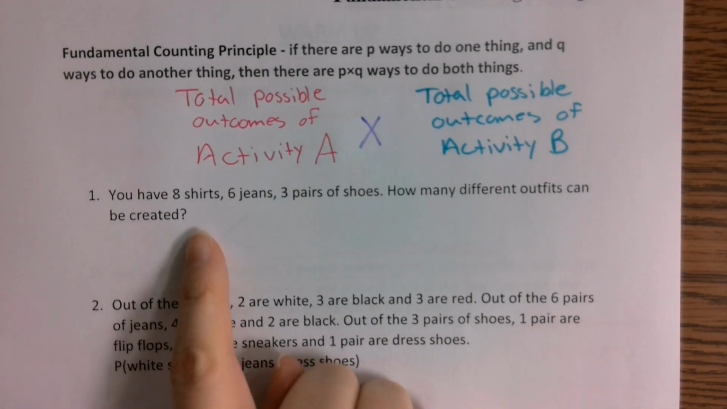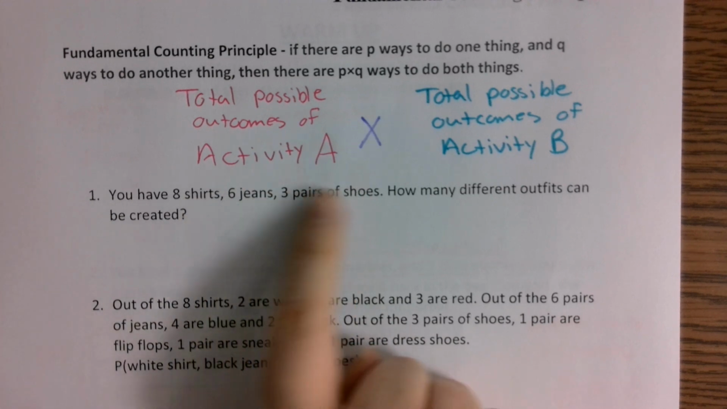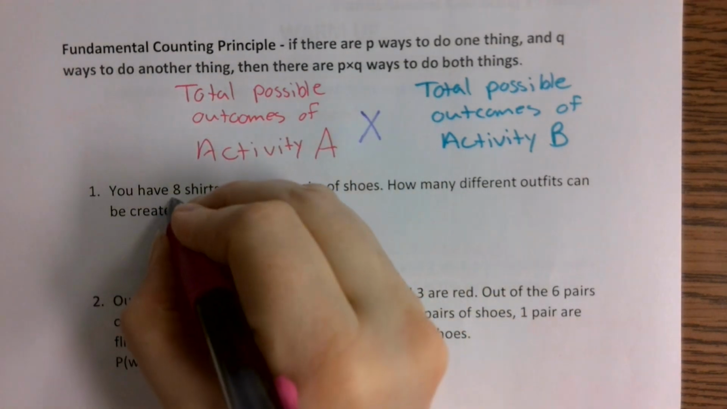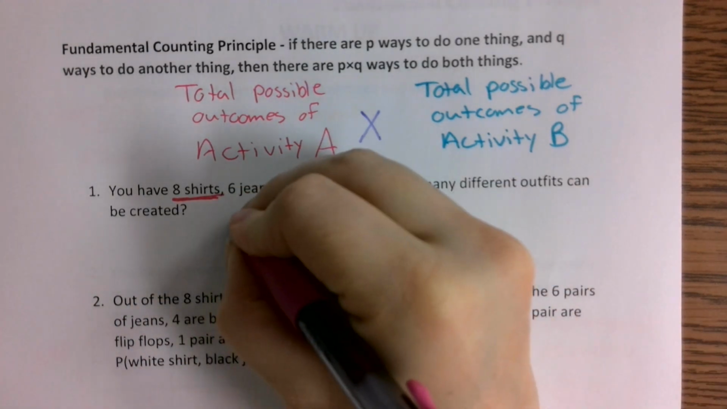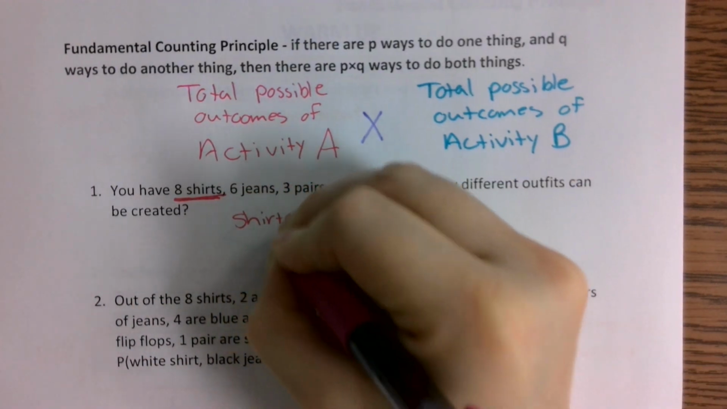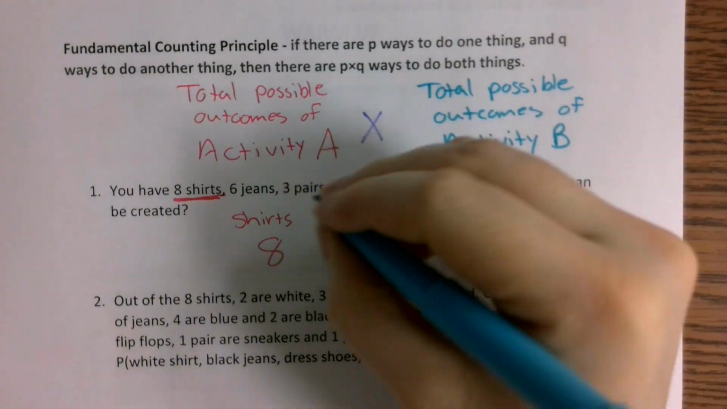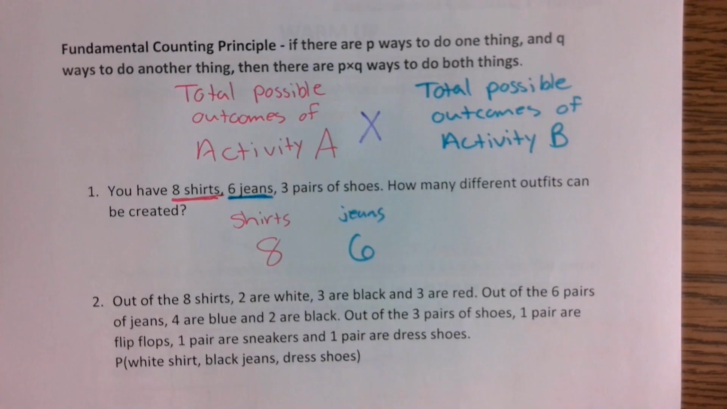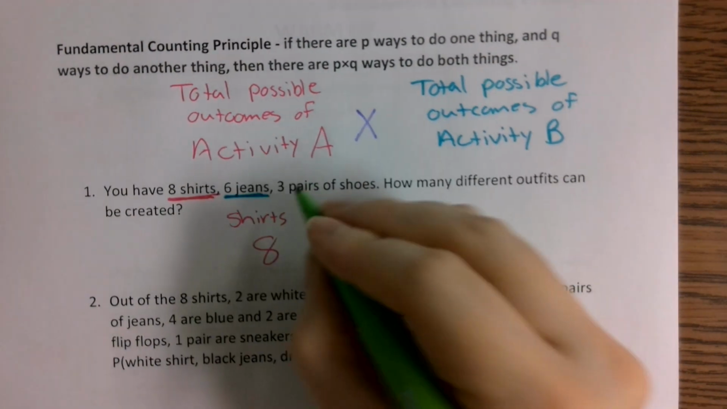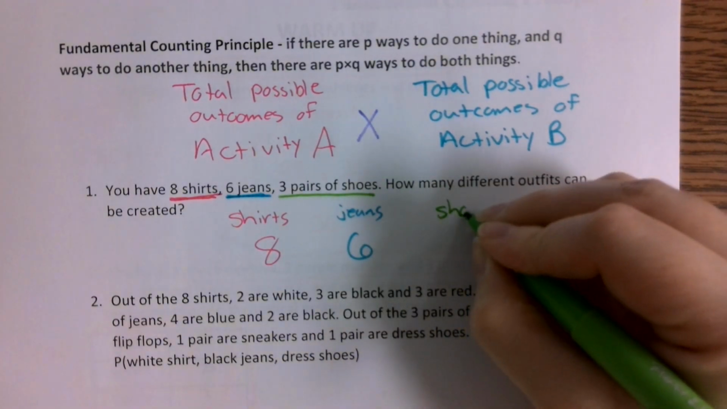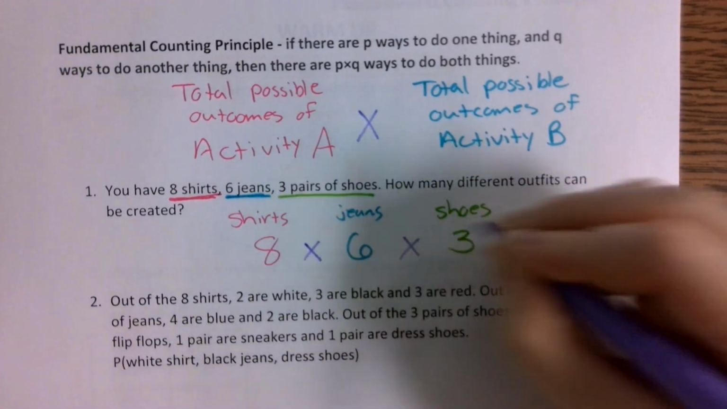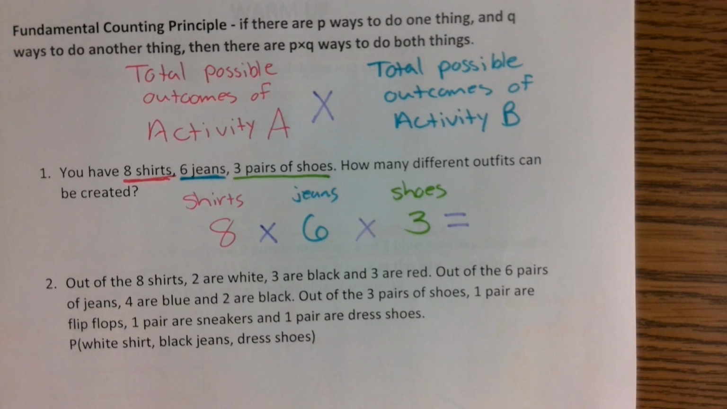Okay, so here, when you've got these amounts, it doesn't look like you have a whole lot, but you actually have a ton of different outfit combinations that you can create by just multiplying. So if we've got 8 shirts, I'm going to take the number of shirts that I have, and I'm going to take the number of jeans that I have, and then I'm going to take the number of shoes that I have, and I'm just going to multiply them together, and that's going to equal the total number of outfits that I can create. 8 times 6 times 3.